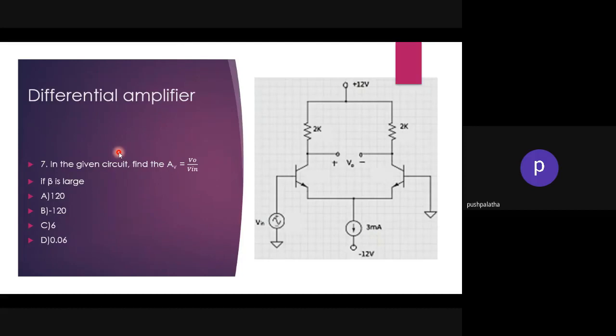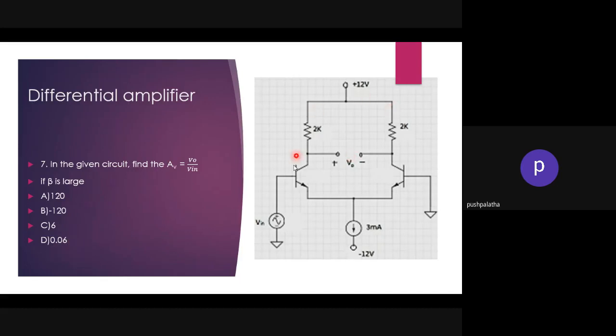Now I'm going to take the differential amplifier. In the circuit given, find the AV, which is V naught over Vn. That is the gain. If beta is large, they're telling us beta is large, so what will be the gain? Whether it is 120, minus 126, or 0.06.